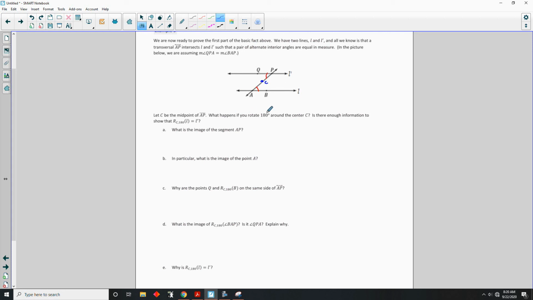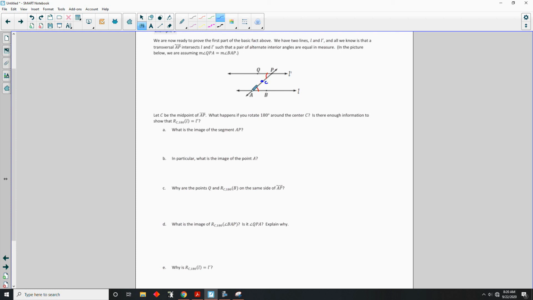What happens if you rotate 180 degrees around the center C? Is there enough information to show that a rotation centered at C, 180 degrees, of line L equals the line L prime? A. What is the image of the segment AP? Well, if I rotate a segment 180 degrees, it just lands on top of itself, and if C is the midpoint, then AC is congruent to PC.